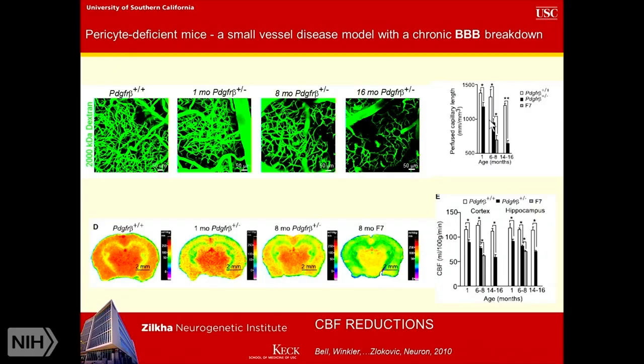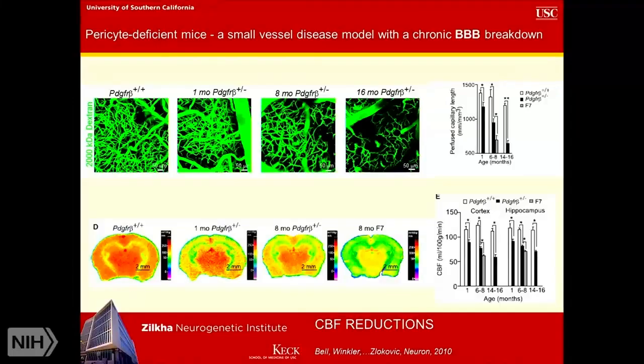So this is reduction in capillary length, and that goes progressively with age and correlates with the reduction of the resting cerebral blood flow, here shown by quantitative autoradiography. Very important to notice is that these changes happen very early. They happen at 1 month of age in this small vessel disease pericyte-deficient model that has this chronic blood-brain barrier breakdown. So all vascular changes happen very early.